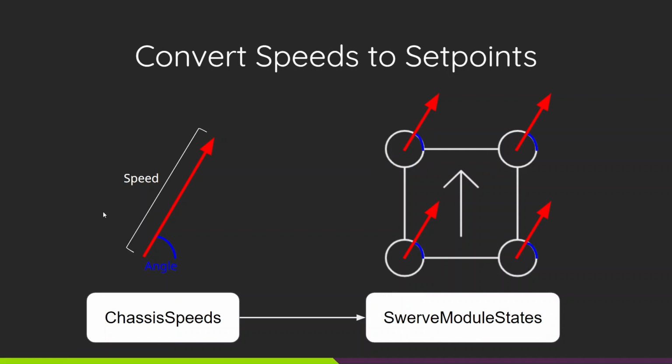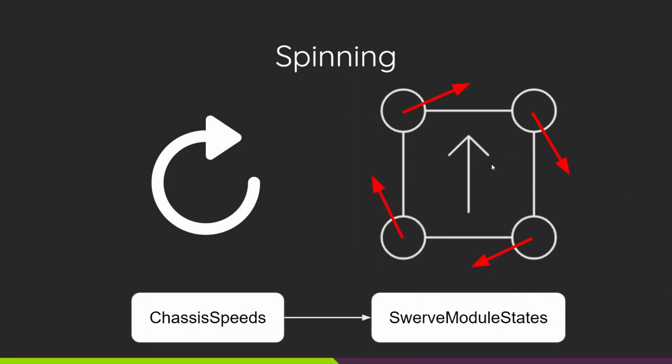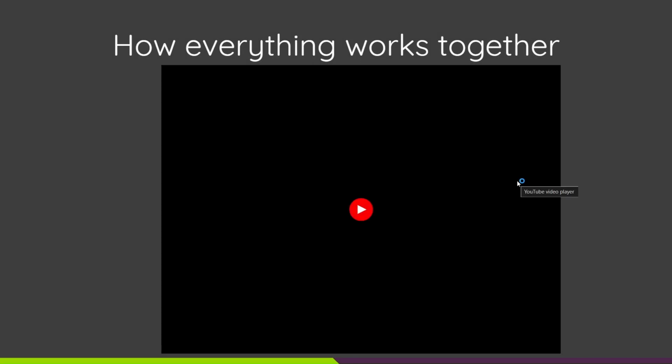If you're doing a bunch of things together, this gets more complicated, but this is the basic idea. You take the chassis speeds for the general robot and convert them into four different ones for the swerve modules. And if you wanted to spin, for example, clockwise, the swerve modules would all have to point this way perpendicularly, and that would allow the robot to spin.